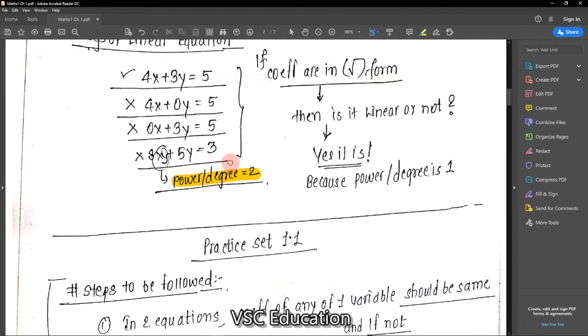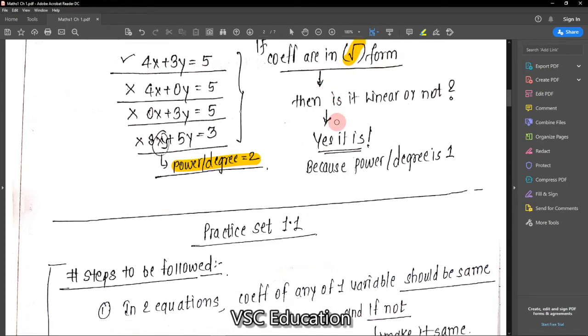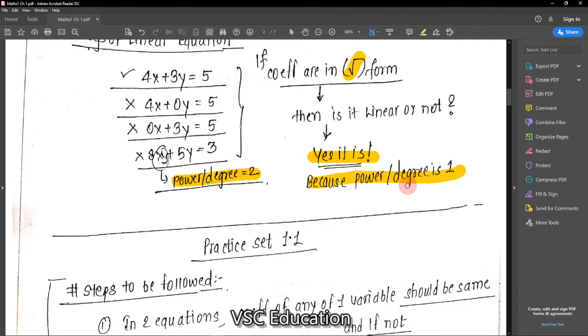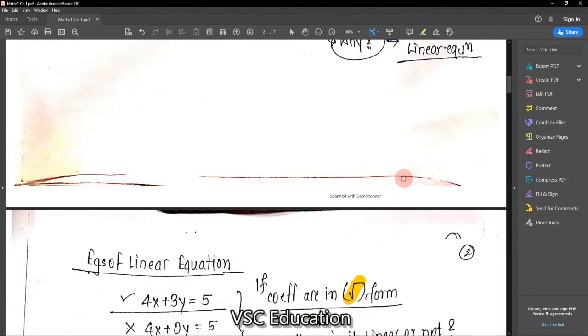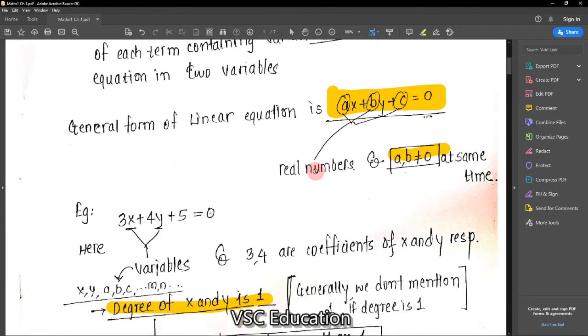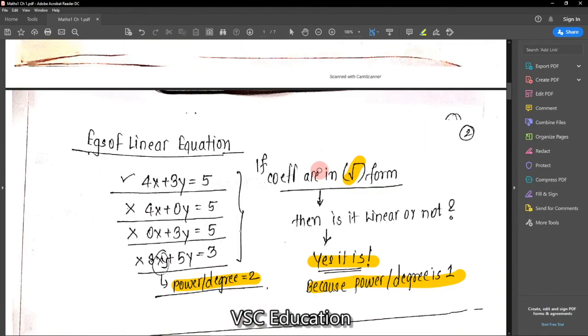Okay, their coefficients are 4, 3, but sometimes the coefficients are negative also, or in root form also. Then if there is a root form coefficient, is it a linear equation? Yes, surely it is a linear equation, because the power of the variables is always 1. Coefficients can be negative or in root form also. Understood? Now we go ahead.